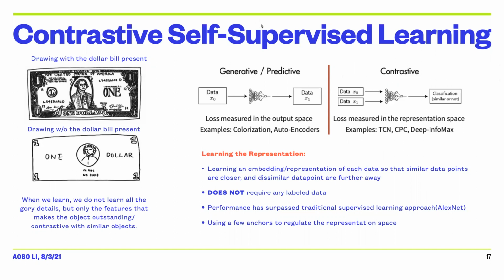The idea of learning the representation is that we want to learn an embedding or the representation of each data point so that similar data points are closer and dissimilar data points are further away.